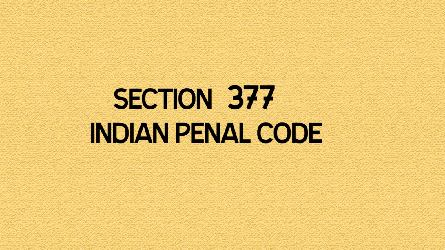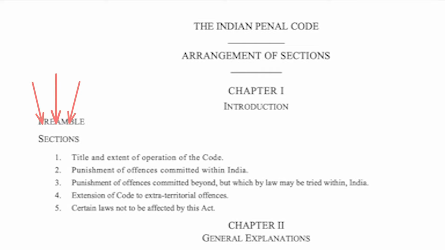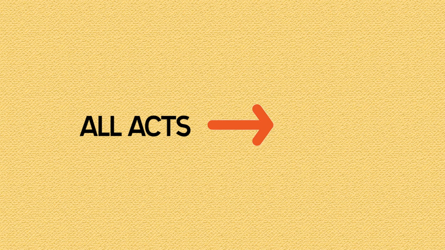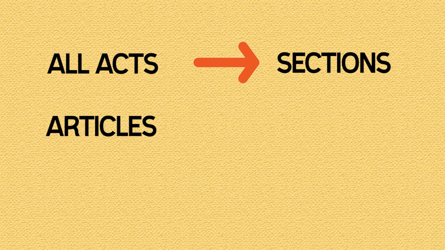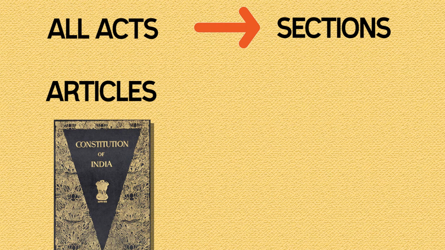Now, let's come back to Section 377 of the Indian Penal Code. When you see this, you see that it starts from Section 1, 2 again, up to Section 377, which we are just talking about, which refers to unnatural offences. All acts will have a similar kind of numbering of the legal provisions, which are called sections. So now we know that articles are legal provisions from the Constitution and sections are legal provisions in an act.